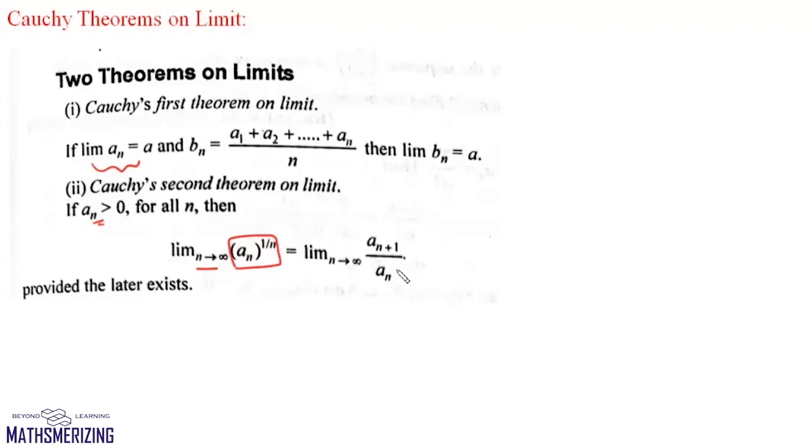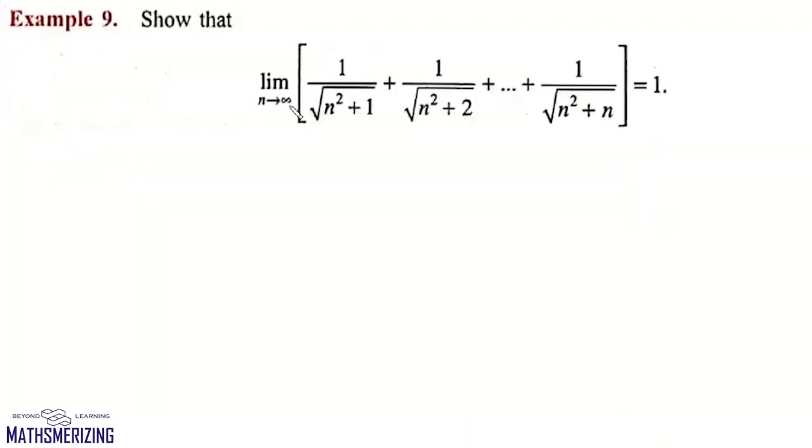Say for example, the question is, show that the limit n tends to infinity of 1 upon under root n square plus 1, plus 1 upon under root n square plus 2, up to 1 upon under root n square plus n, is equal to 1. Now generally we solve this question using the sandwich theorem or squeeze play theorem. Here we are going to solve this question using Cauchy's theorem on limits.